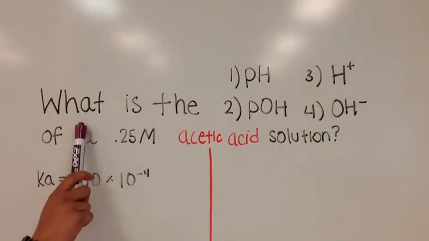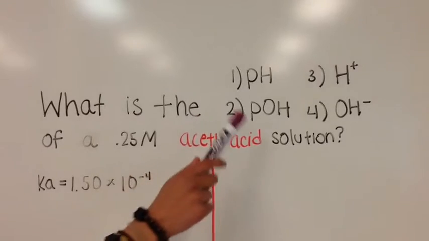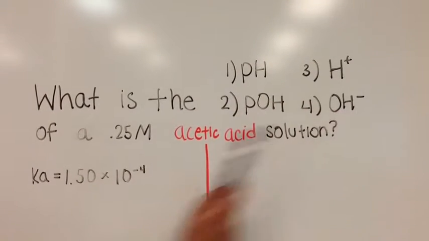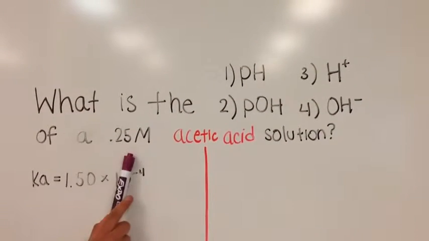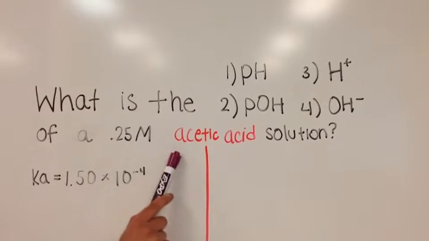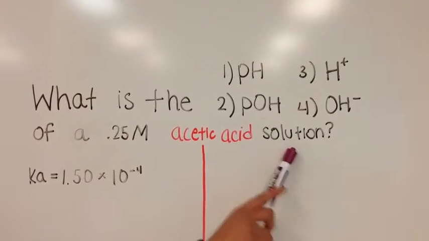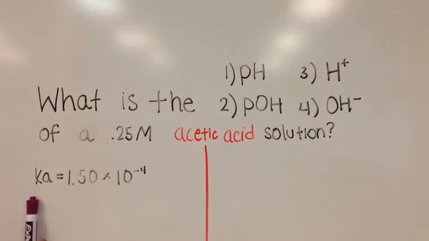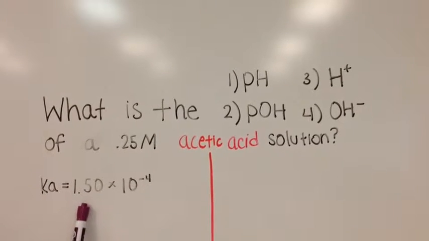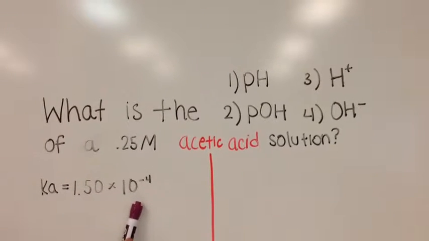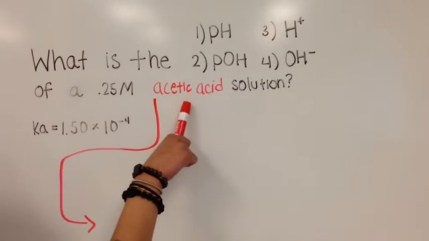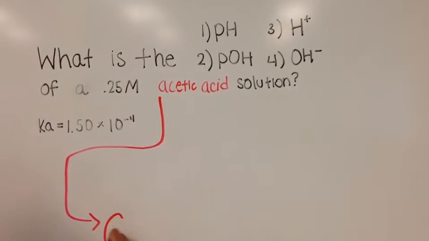Today we will be solving for the pH, concentration of H+, pOH, and concentration of OH- of a weak acid using this example problem. What is the pH, pOH, H+, and OH- of a 0.25 moles per liter acetic acid solution using the given Ka constant of 1.50 times 10 to the negative fourth power? Now our first step is to write the reaction.